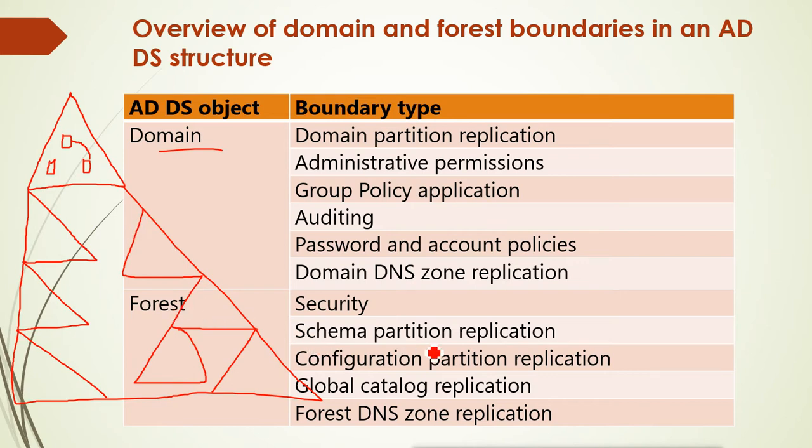And it is the schema partition replication boundary. So the domain partition replication remains within the domain, and the schema partition replication goes on to replicate within the whole forest. So it is a boundary for the schema partition replication. Then configuration partition replication, this is the other partition. This partition replication also happens within the boundary of the forest. Then global catalog replication, replication of the global catalog information will also happen within the whole forest. Then forest DNS zone replication, that means the zone for the forest will also be replicated within the whole forest.